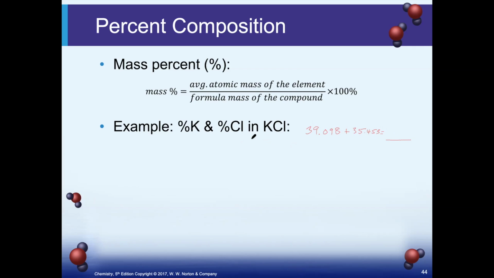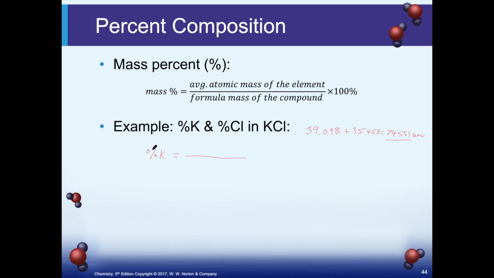If I want to figure out the percent of potassium in potassium chloride, I'm going to go ahead and do that calculation so I can have more numbers to work with. I'm doing this in my calculator: 39.098 plus 35.453, and I get 74.551. And remember, that's in units of atomic mass units.